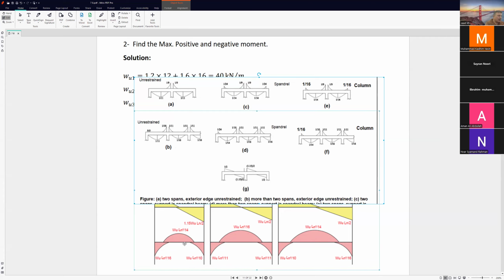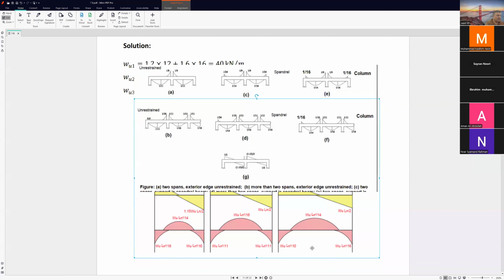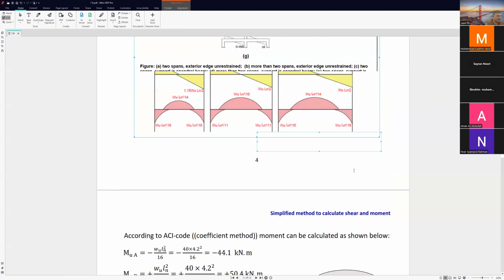That's why we should apply the first one, the exterior, because this is the interior. It's continuous, for example, 4 or 5 like this, but here the last one should be the same as the first one. WL square over 16, 14, 10, 16, 14, 10. Okay, 16 at the end.